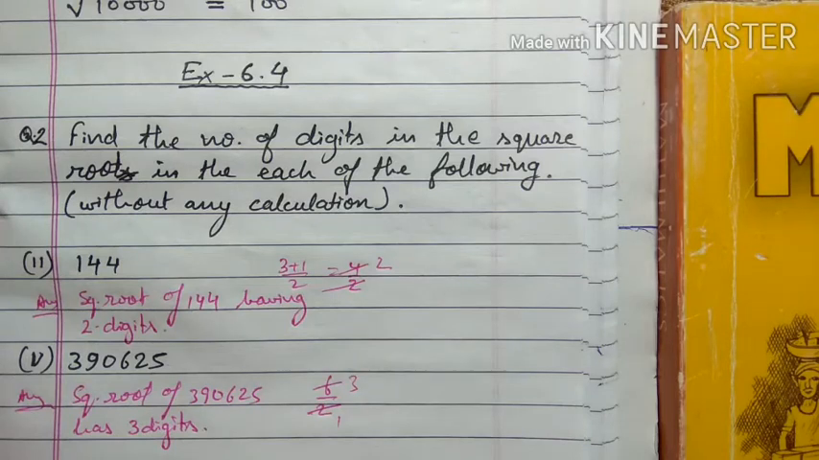So this way you have to solve question number 2 on your own. In the next module we will discuss how to find the square root of bigger numbers with the division method.